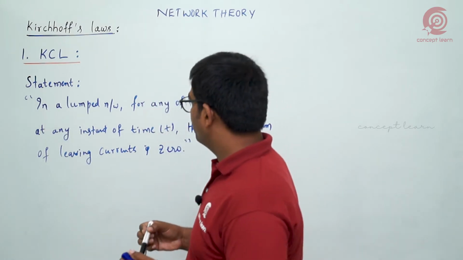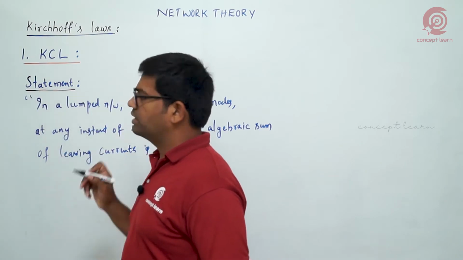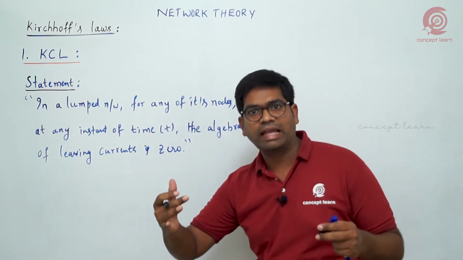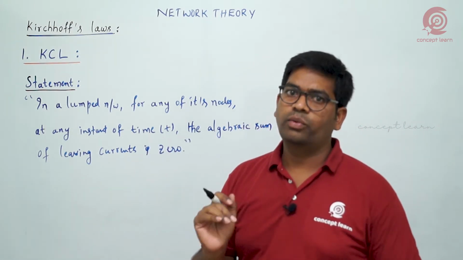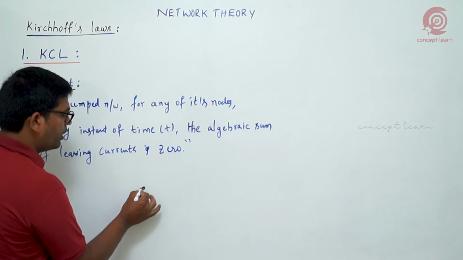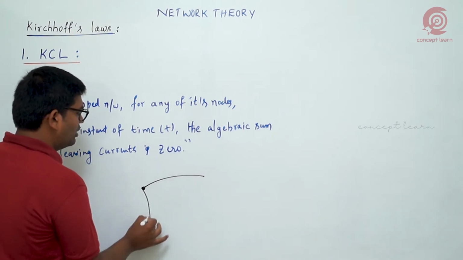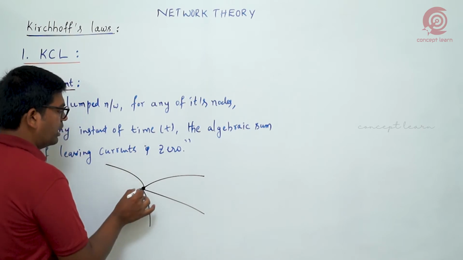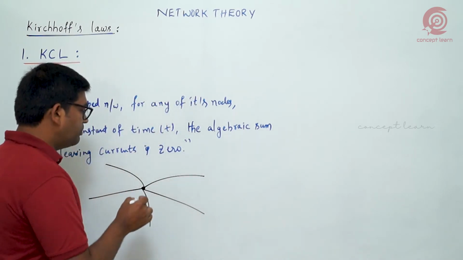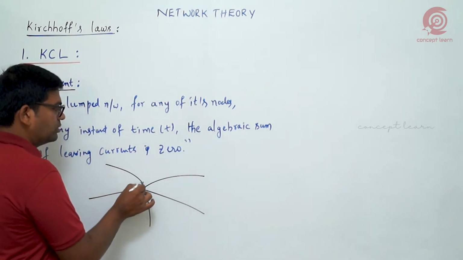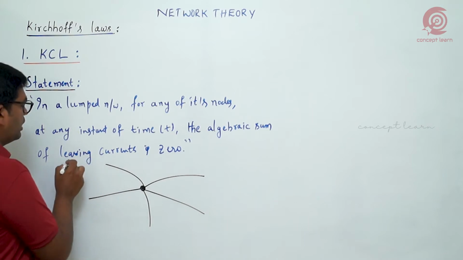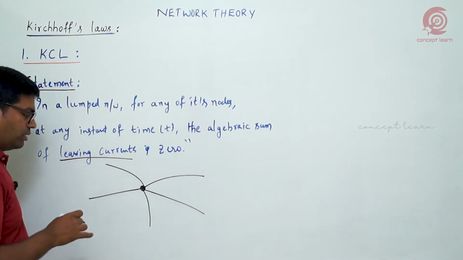Now let's take a sample example: a node that consists of several branches, and we will see how we get the relation. Suppose I am considering this node and assuming some branches. I am not giving any information like a voltage source, current source, or RLC components. Simply, I am indicating only the currents in each and every branch, because our intention is only the currents. Understood?